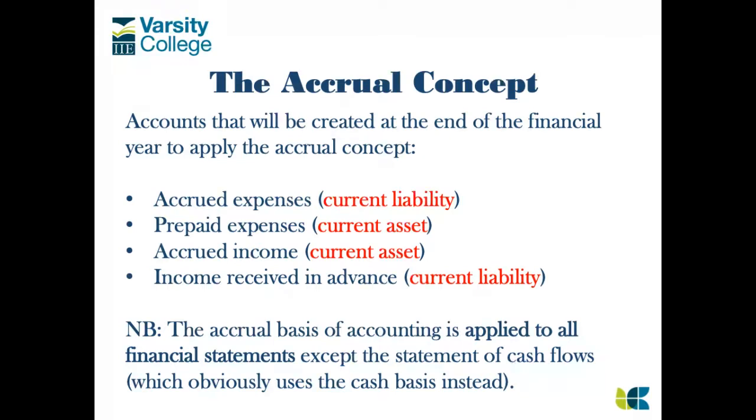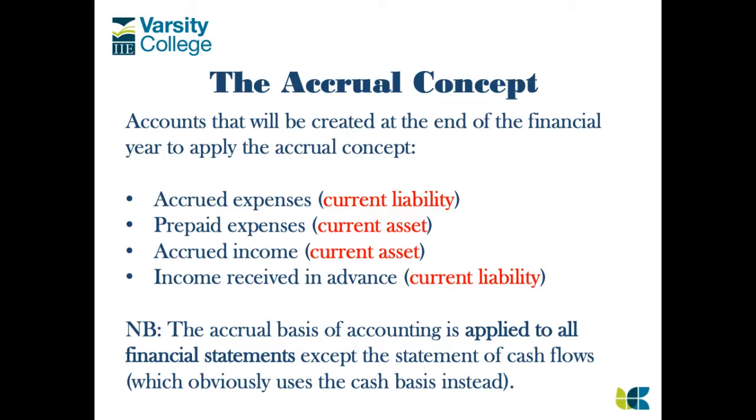Okay, then you have accrued income. Again, this is money that is owed to us. He didn't pay in the financial year he was supposed to pay, but it doesn't mean that I'm not entitled to what he owed. We've earned that income. I've given him the service or the product, but he just hasn't paid it. That's accrued income.